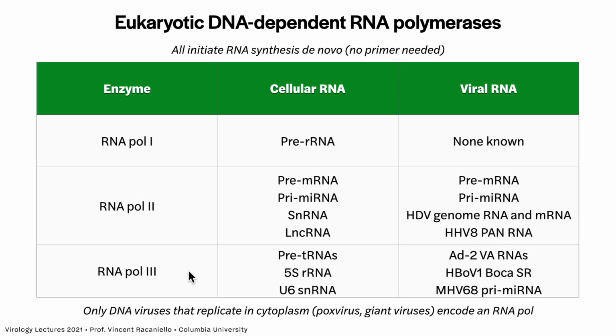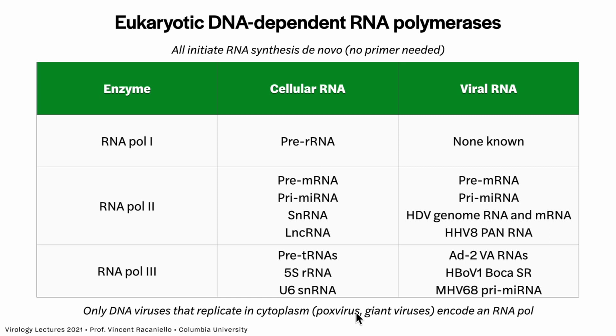And then there's Pol 3, which makes precursors to tRNAs, a ribosomal RNA, another small nuclear RNA. Here's another factoid, which is pretty straightforward. Only DNA viruses that reproduce exclusively in the cytoplasm, like pox viruses and some giant viruses, only those encode an RNA polymerase. And you can probably figure out why, right?